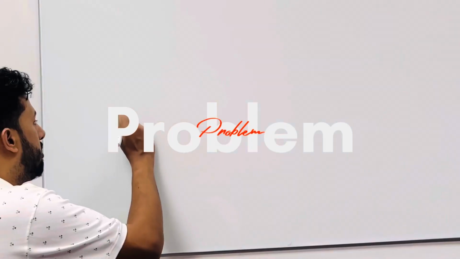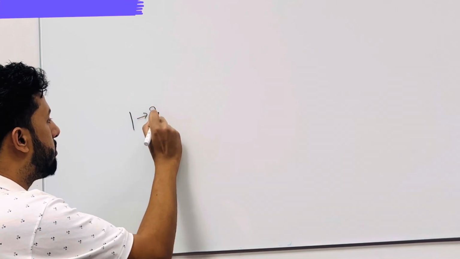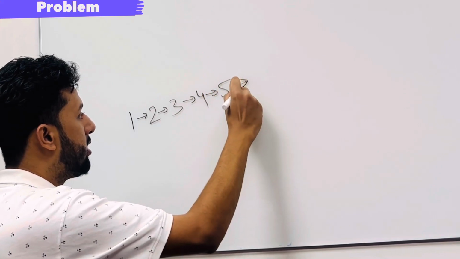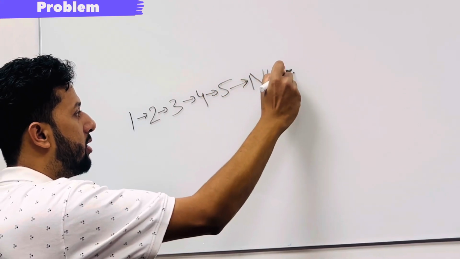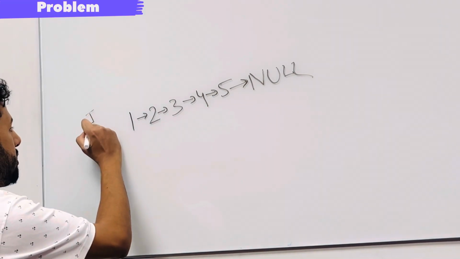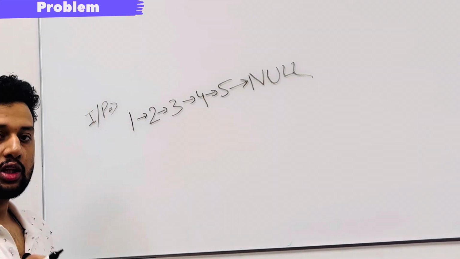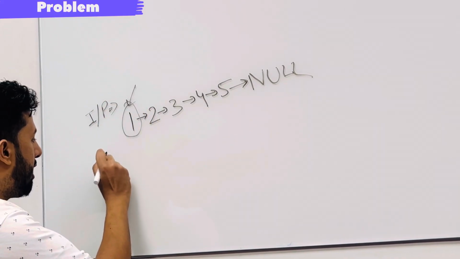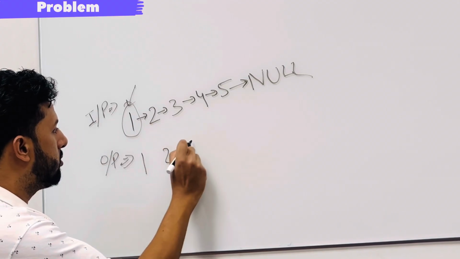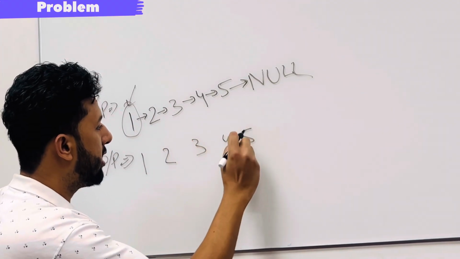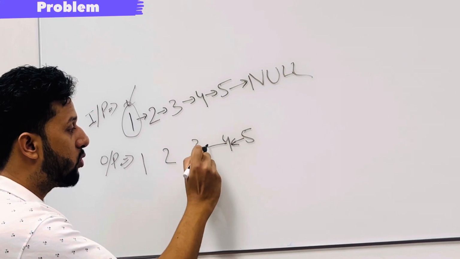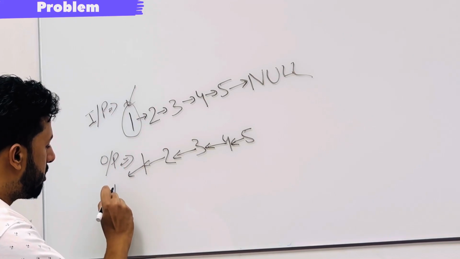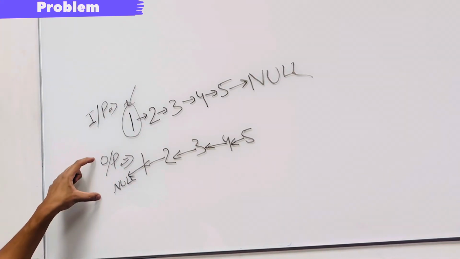Our problem is we are having a linked list 1, 2, 3, 4, 5 and it is pointing to null. So this would be our input. In the problem, they would provide us the head of this linked list, that is 1, and output would be 5, 4, 3, 2, 1. So 5 will point to 4 now, 4 will point to 3 now, 3 will point to 2 now, 2 will point to 1 now, and 1 will point to null. So this output is expected.